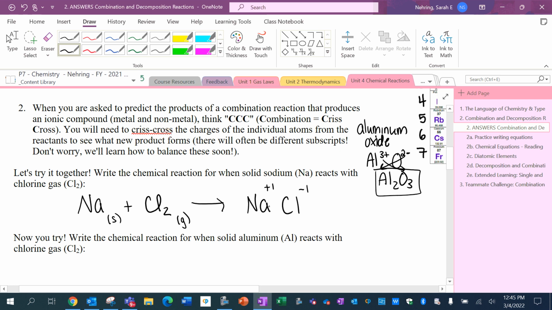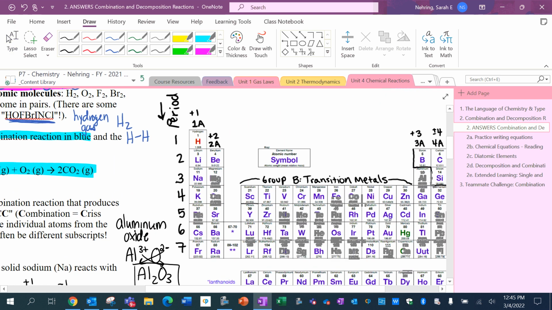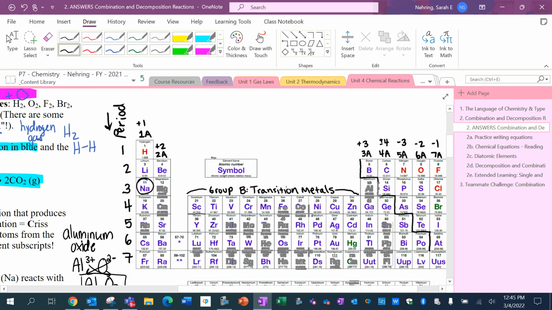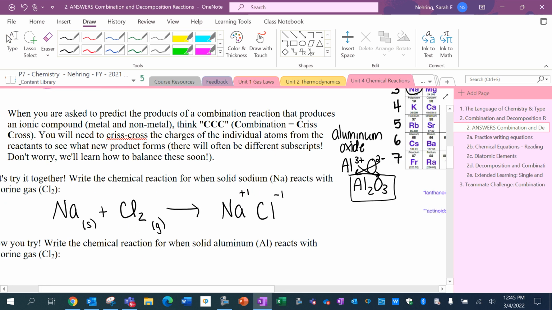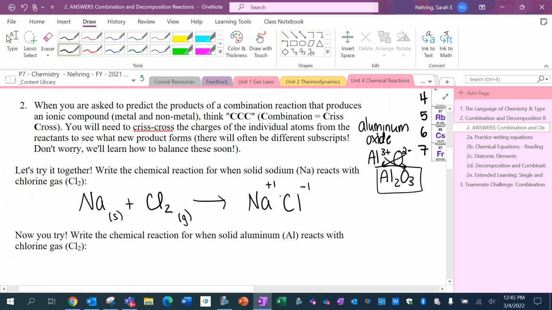And so when they come together, I'm going to take a look at the charge of the ions. So for sodium, I look at a periodic table. I'm going to say sodium has a +1 charge. Here's sodium right over here. And then chlorine over here has a -1 charge. So right now, the charges add up to 0.